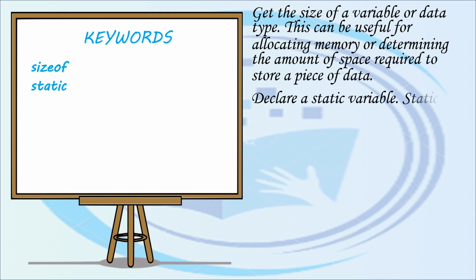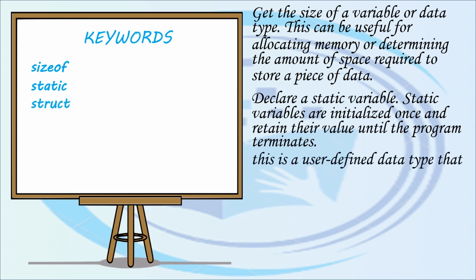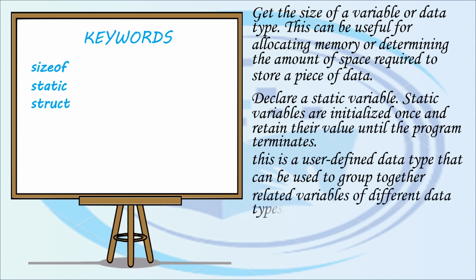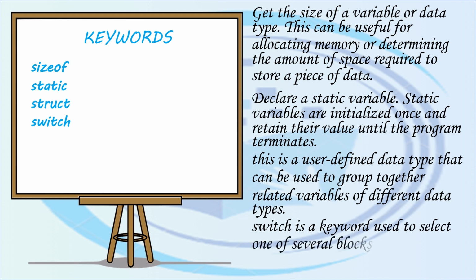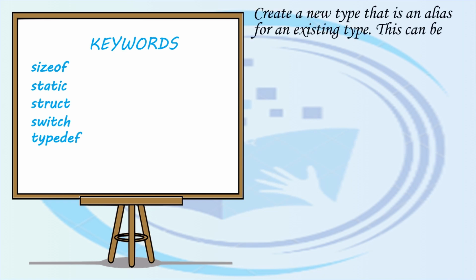Static: declare a static variable. Static variables are initialized once and retain their value until the program terminates. Struct is a user-defined data type that can be used to group together related variables of different data types. Switch is a keyword used to select one of several blocks of code to be executed based on the value of a variable. Typedef: create a new type that is an alias for an existing type. This can be useful for making code more readable and maintainable.